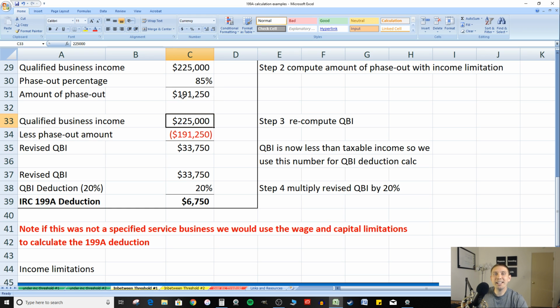So now it's basically revising his QBI deduction, or his QBI income. It's revising his QBI income at this point. So now he's got a new qualified business income of $33,750. So now his qualified business income deduction is calculated on this amount.